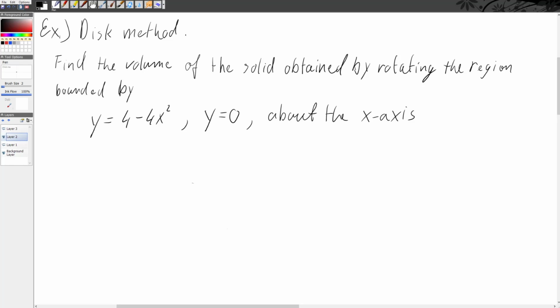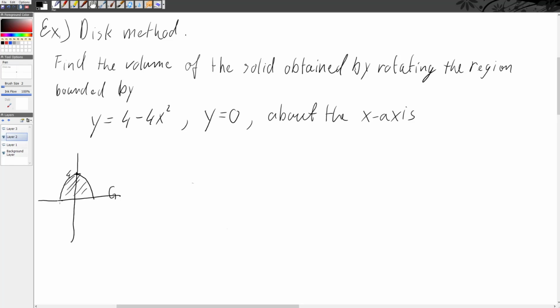First things first, for this kind of problem, you want to be able to draw the graph and see what region you're working with. This graph is going to be a parabola that opens down and is shifted up by 4. And due to the fact that we have a boundary of y equals 0, nothing goes past the x-axis. And that's the area that we're working with. Rotate this about the x-axis.